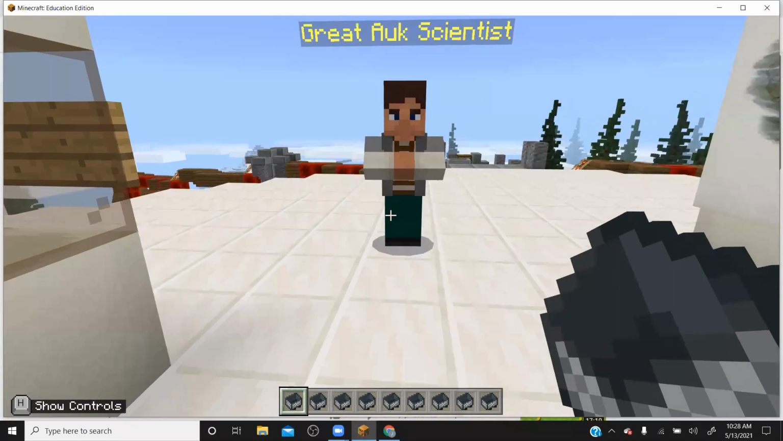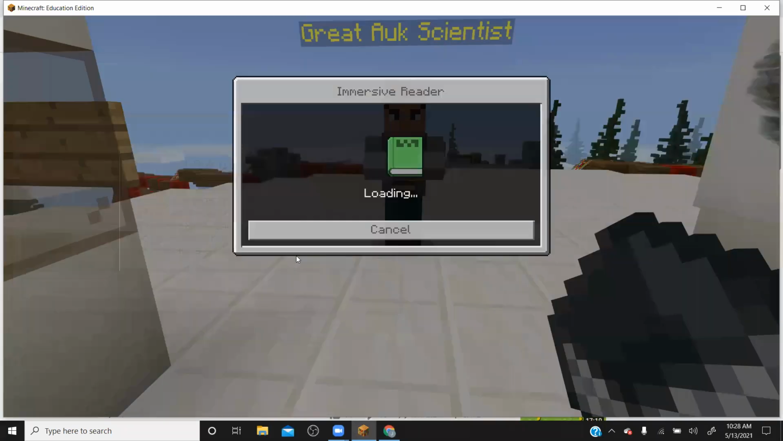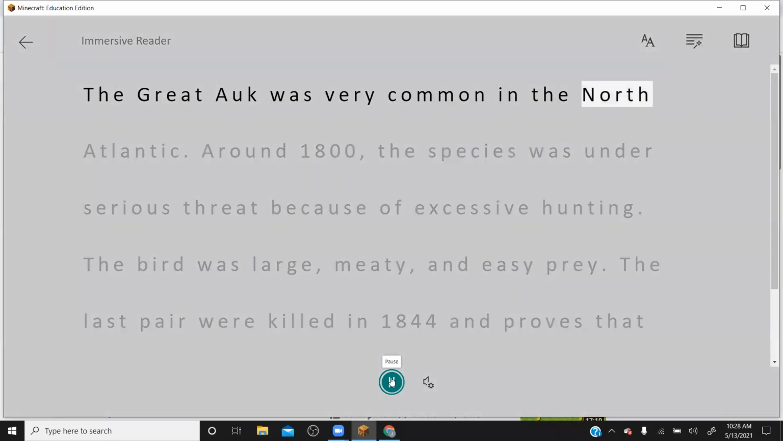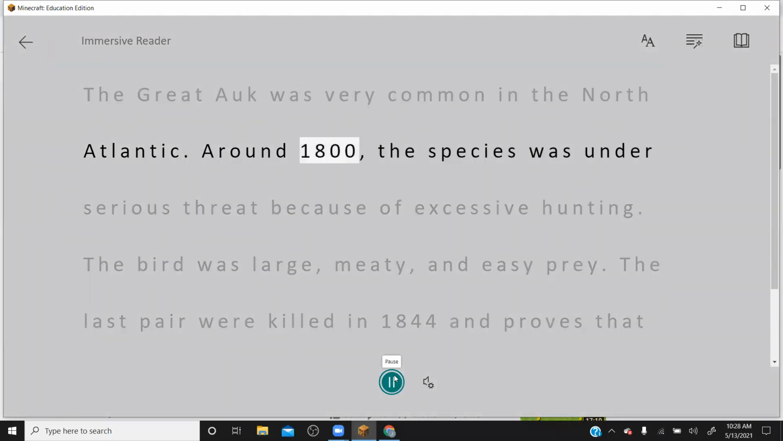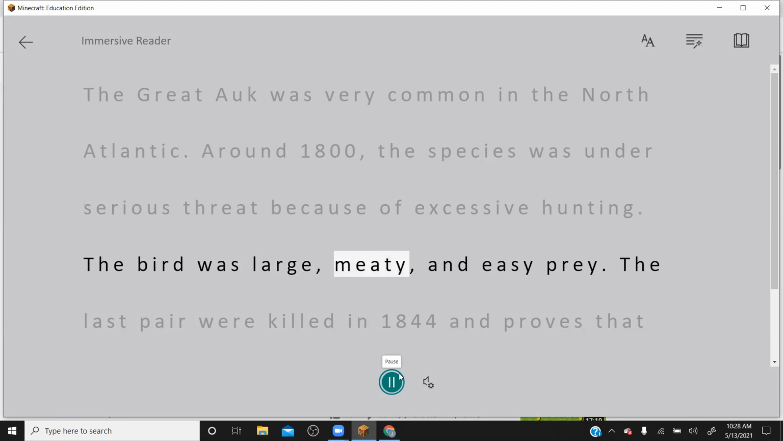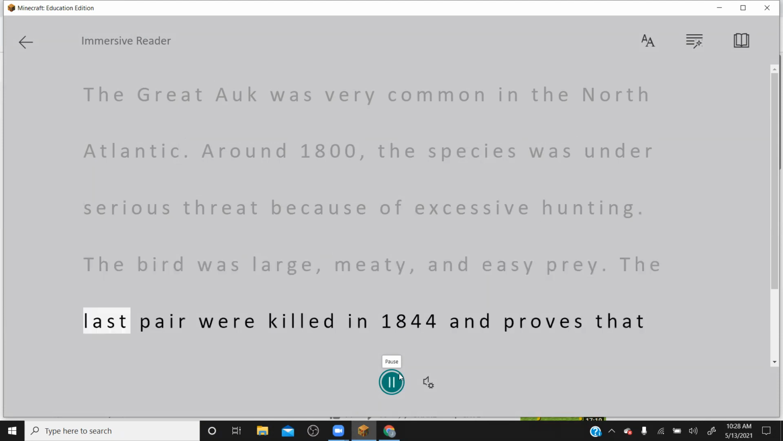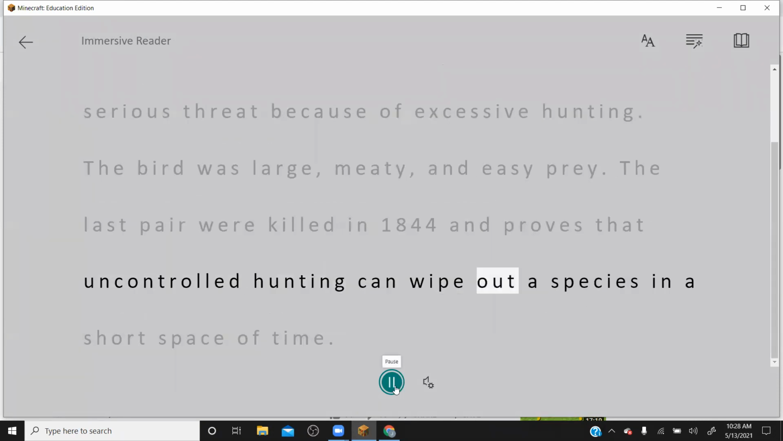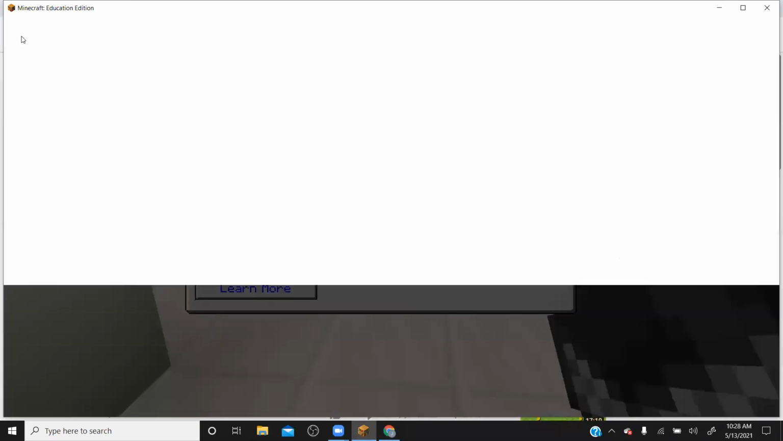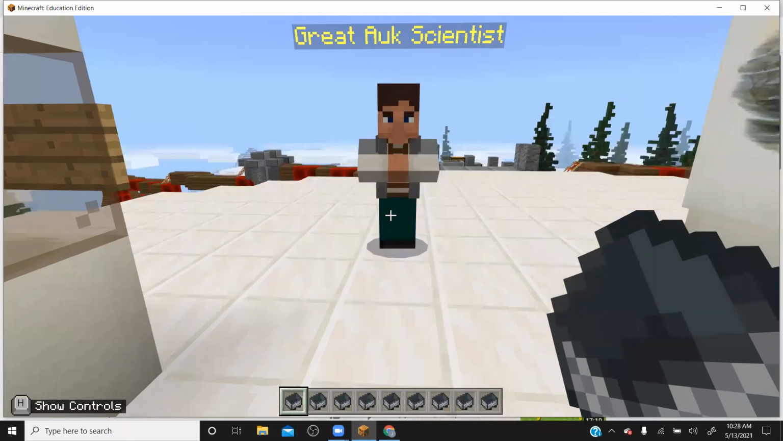All right, let's talk to the expert and find out a little more. The great auk was very common in the North Atlantic. Around 1800, the species was under serious threat because of excessive hunting. The bird was large, meaty, and easy prey. The last pair were killed in 1844 and proves that uncontrolled hunting can wipe out a species in a short space of time. That sure does say that you can wipe it out in a short amount of time, doesn't it?